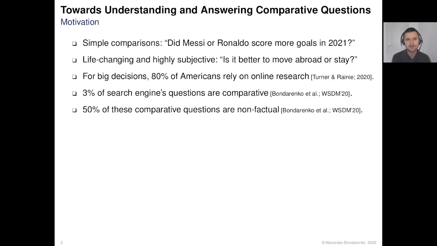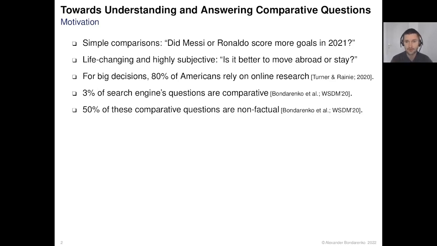And these comparisons range from simple factual, like whether Messi or Ronaldo scored more goals in 2021, to life-changing and probably highly subjective, like is it better to move abroad or stay. The study results published in 2020 showed that when it comes to big decisions, 80% of American adults prefer to do their own research online. Such comparative questions are being asked in online forums or submitted as queries to search engines.